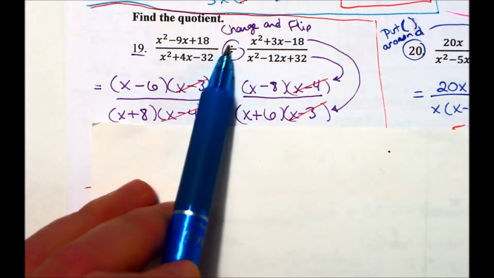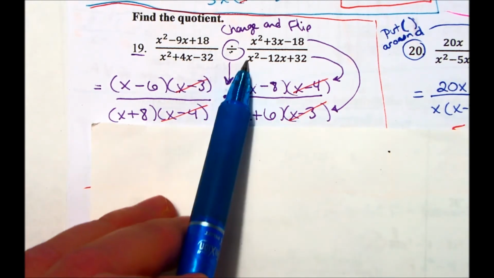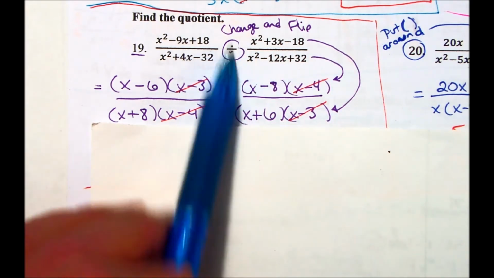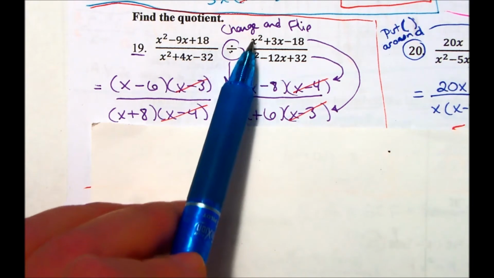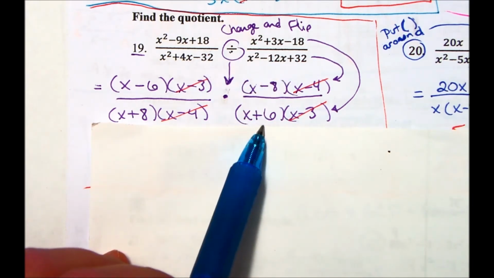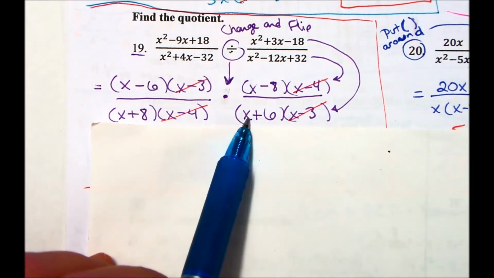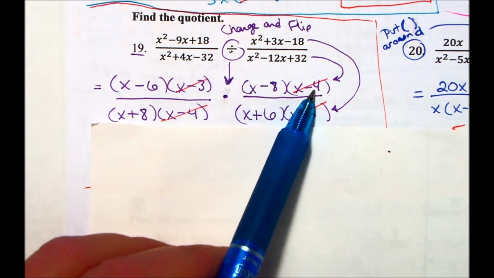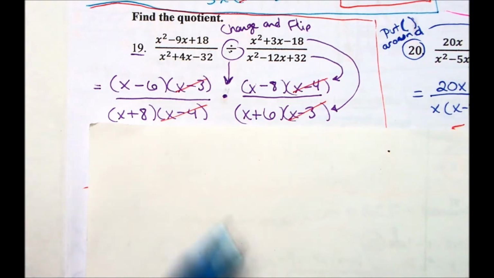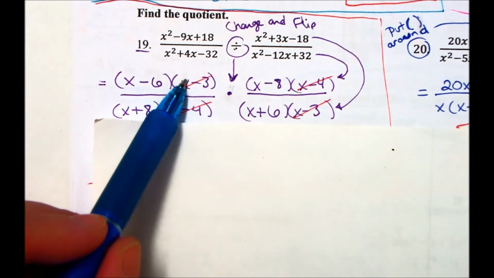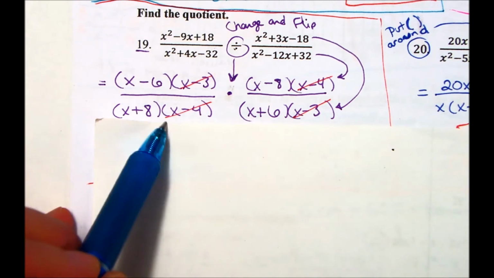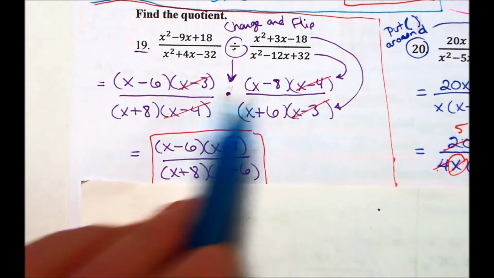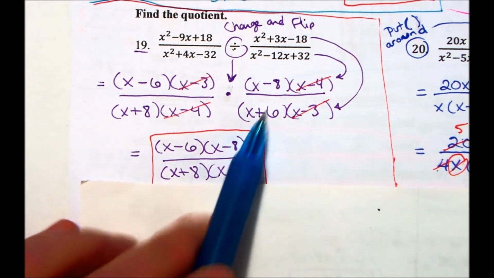I changed my division to multiplication, and then when I factor the numerator, it's going to go in the denominator, because you have to change this to multiplication and flip. So when I factor this, I get x plus 6, x minus 3, but it goes in the bottom. When I factor this denominator, it's going to go at the top, x minus 8 and x minus 4. Now that everything's factored and I'm multiplying, you can reduce things from the numerator and denominator that are identical. So then what we have left is x minus 6 and x minus 8, and then x plus 8, x plus 6.